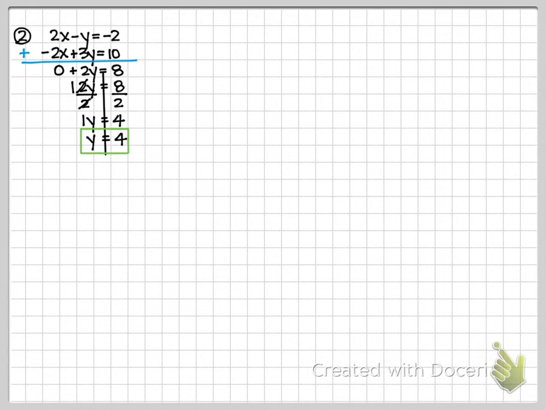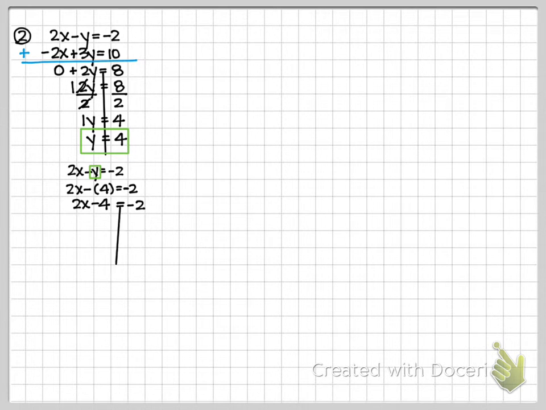From here, choose the equation that you prefer. Okay, so let's use that equation. Know that it doesn't matter which one you use. So we have 2x minus y is equal to negative 2. Remember where you're plugging this in. It's going in for y. So 2x minus, there's my 4, negative 2. I don't need the parentheses, so I can drop those.